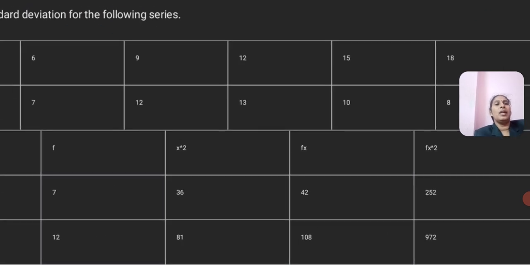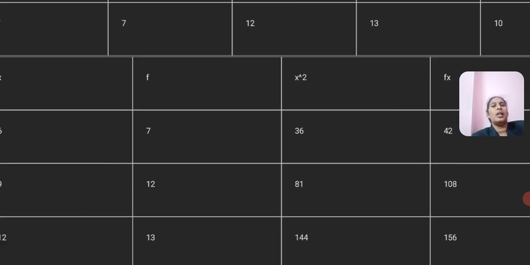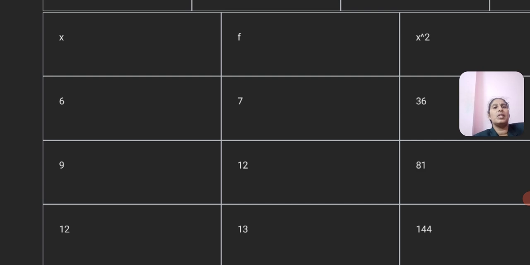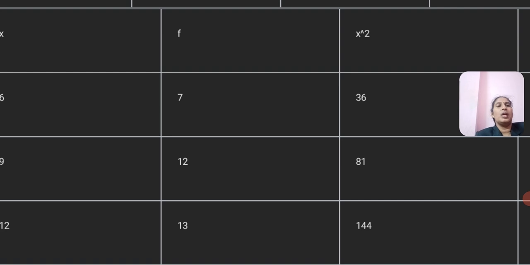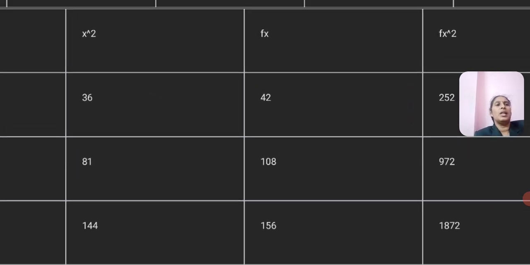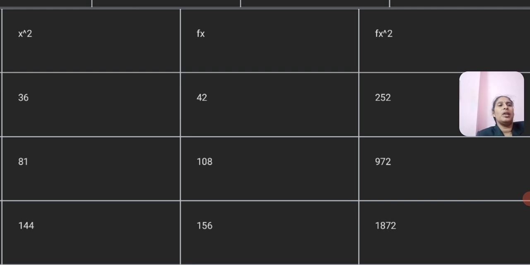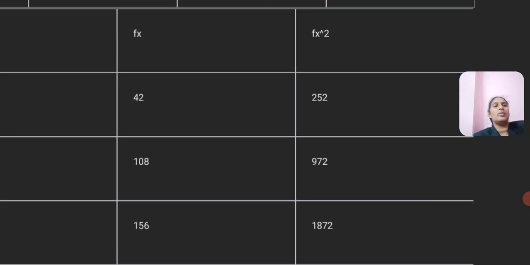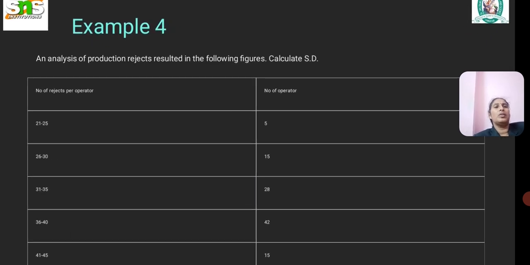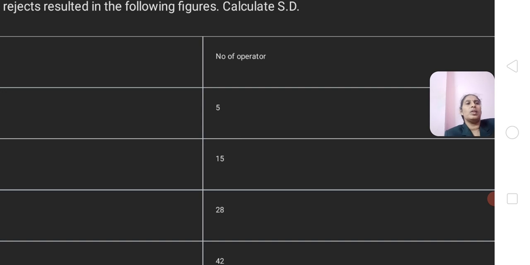Next we can calculate it for the continuous series. For a continuous series there will be an x value and an f value. Let us consider the x values as 6, 9, 12 and the f values as 7, 12, 13. We have to find x square: 36, 81, 144. Then we have to find fx. We multiply f and x: 42, 108, 156. Then you have to find f of x square: 252, 972, 187. After finding this, we add all the values and then apply the formula. You already know the formula, so the same formula has to be applied.